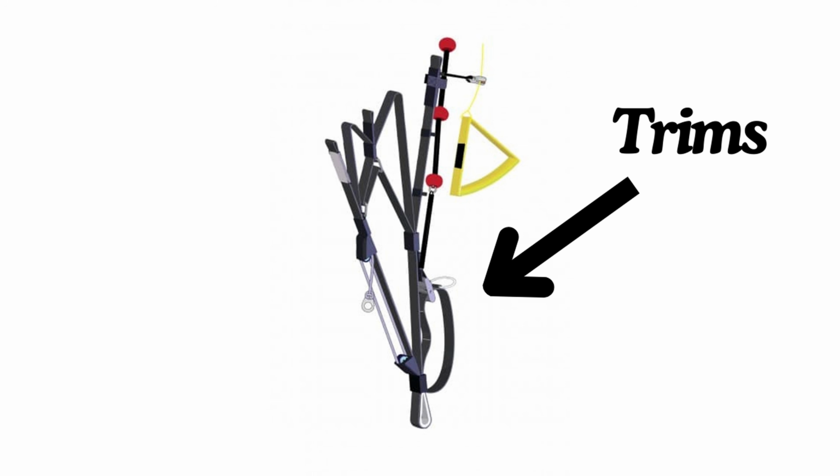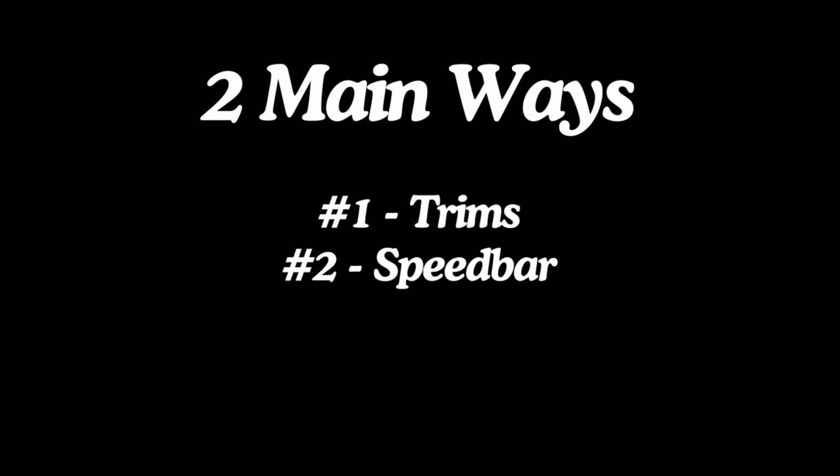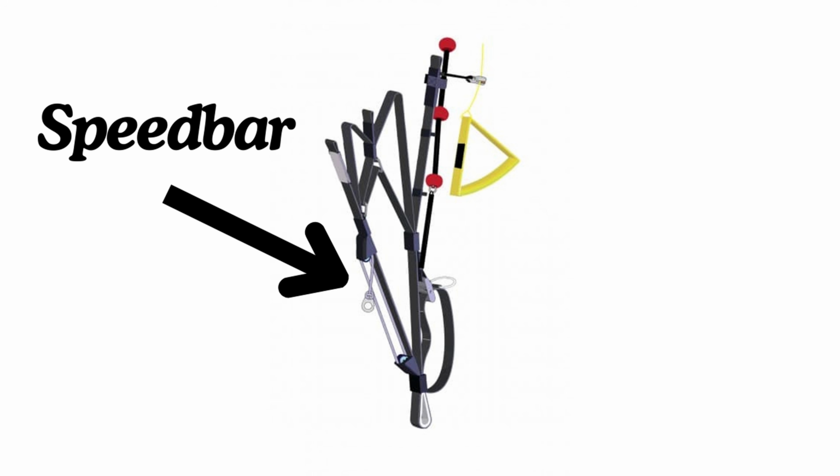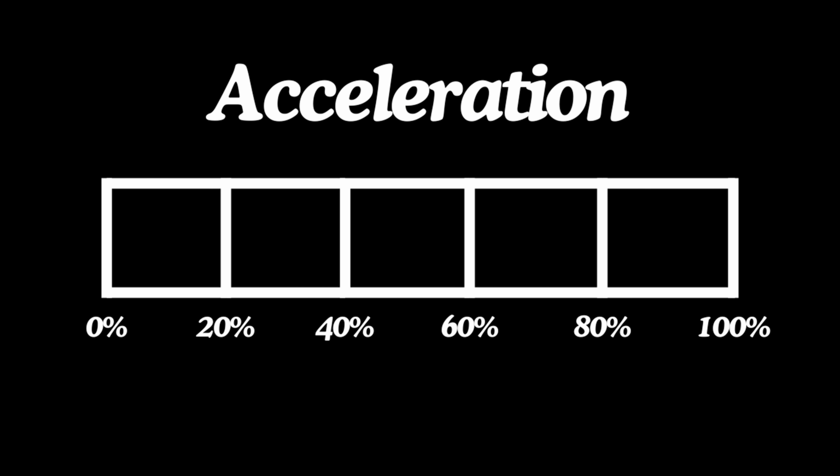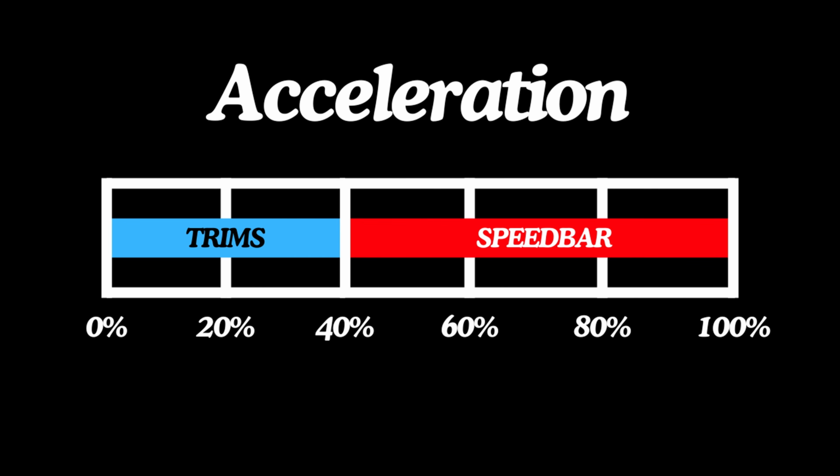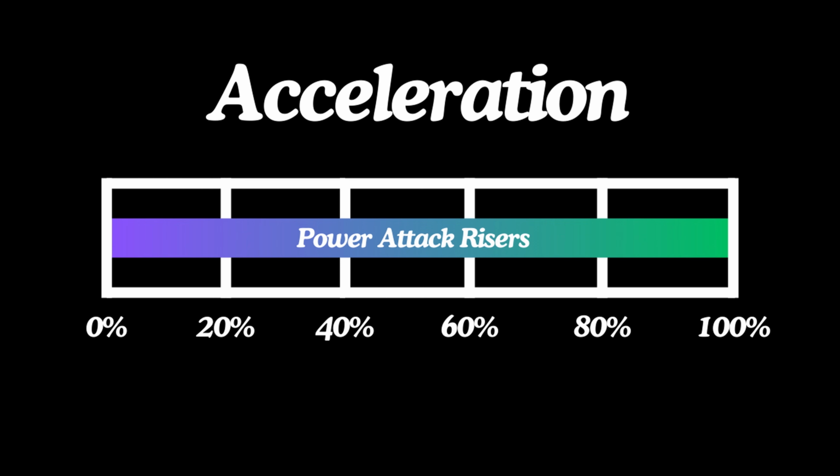The first thing we need to understand is how a paraglider gets accelerated and the effects on the paraglider when done so. There are two main ways of accelerating a glider. Number one is with your trim buckles, which are found on the D cascade of a riser, and number two is the speed bar, which is found on the A cascade of the glider. Now, typically trims account for around 40% of your acceleration and speed bar for around 60% of your acceleration, but they do make risers called PK or power attack risers that give you full 100% acceleration in just the speed bar by also releasing the trim buckle for you.